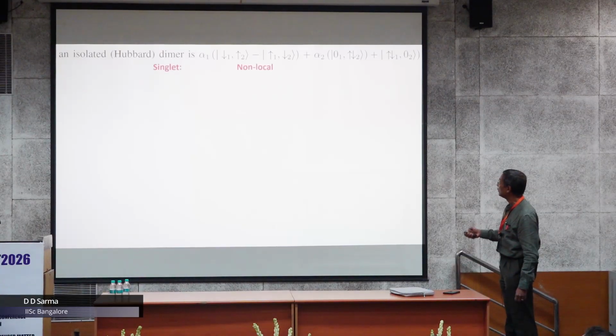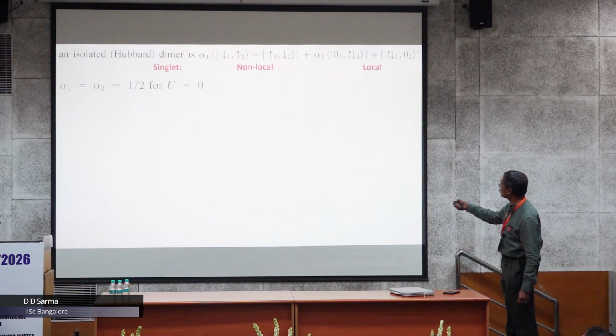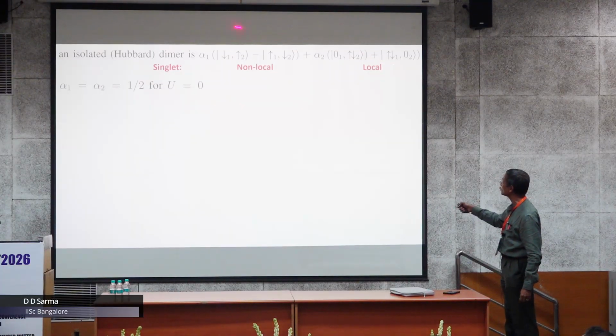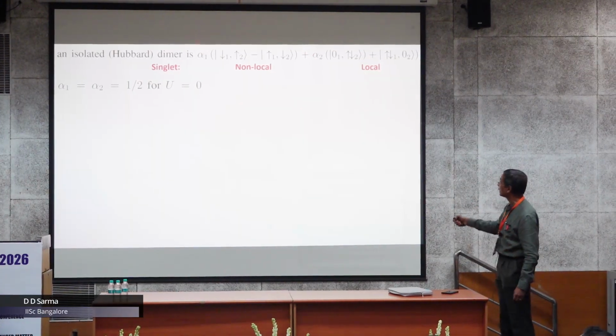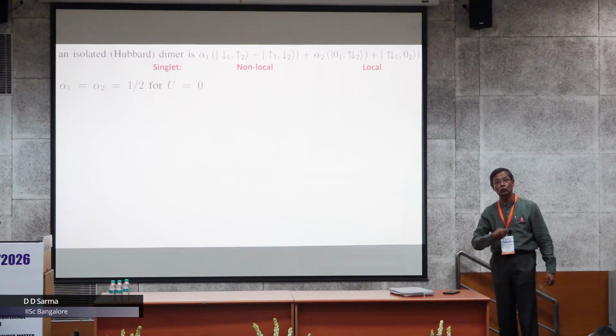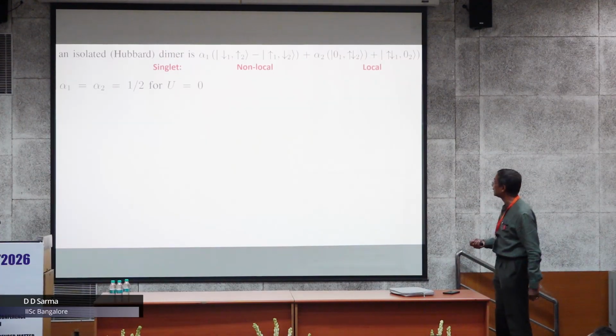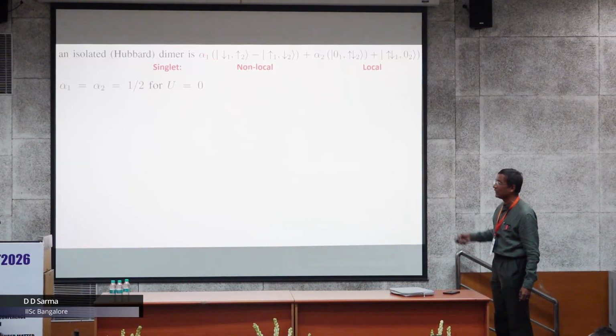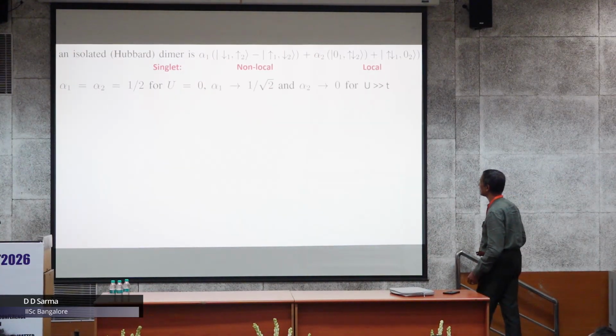And that dimer, of course, can have a local and a non-local singlet. In the limit of non-correlated, these two components would have completely identical weight: alpha 1 will be equal to alpha 2. In the limit where the correlation or Coulomb interaction strength is infinitely large, or much larger than the hopping strength, this alpha 2 will approach 0, so I'll be left with an alpha 1, which will be 1 by square root 2.